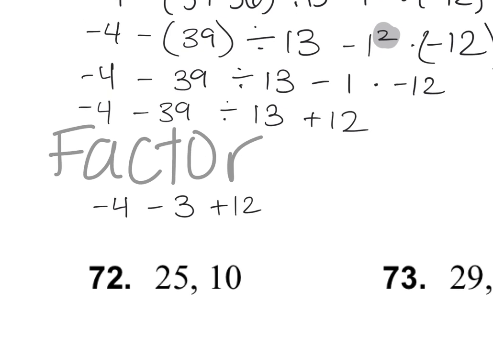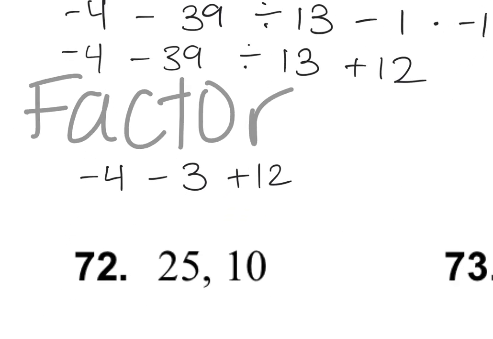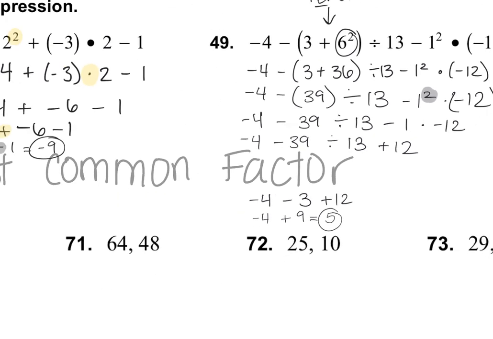Negative 4 minus 3, we take care of addition next. So we're going to add negative 3 with 12. It's going to be negative 4 plus 9. And then we go ahead and add those two together. That's going to be negative 4 plus 9, which is positive 5. You should have gotten an answer of 5.